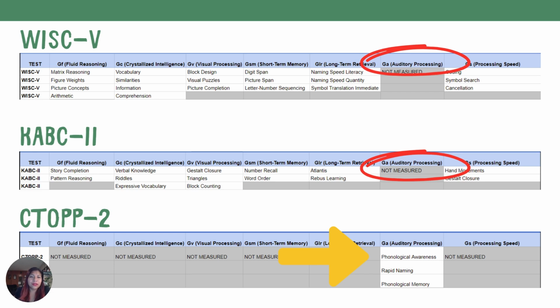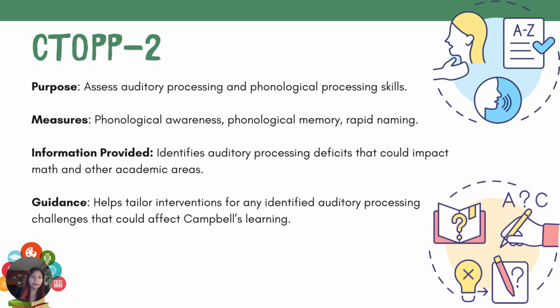Since neither the WISC-V nor the KABC-II covers auditory processing, it's essential to use an additional test to assess this area. The Comprehensive Test of Phonological Processing, Second Edition, will be used to evaluate Campbell's auditory processing skills, ensuring we have a complete understanding of all cognitive aspects that might be impacting her learning.